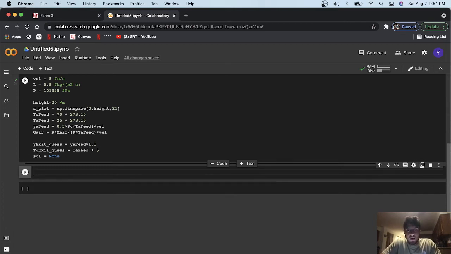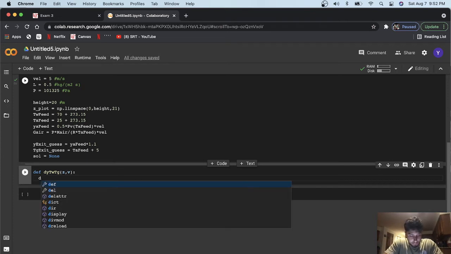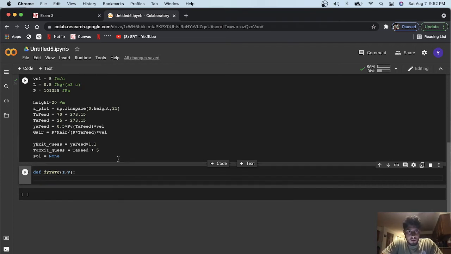Okay, so now we need to solve our differential equations. So we're going to define a function. We're going to define the function dy twtg, and it's going to take in the height of the cooling tower, and it's going to take in the independent variable v. We're going to need to take an array.